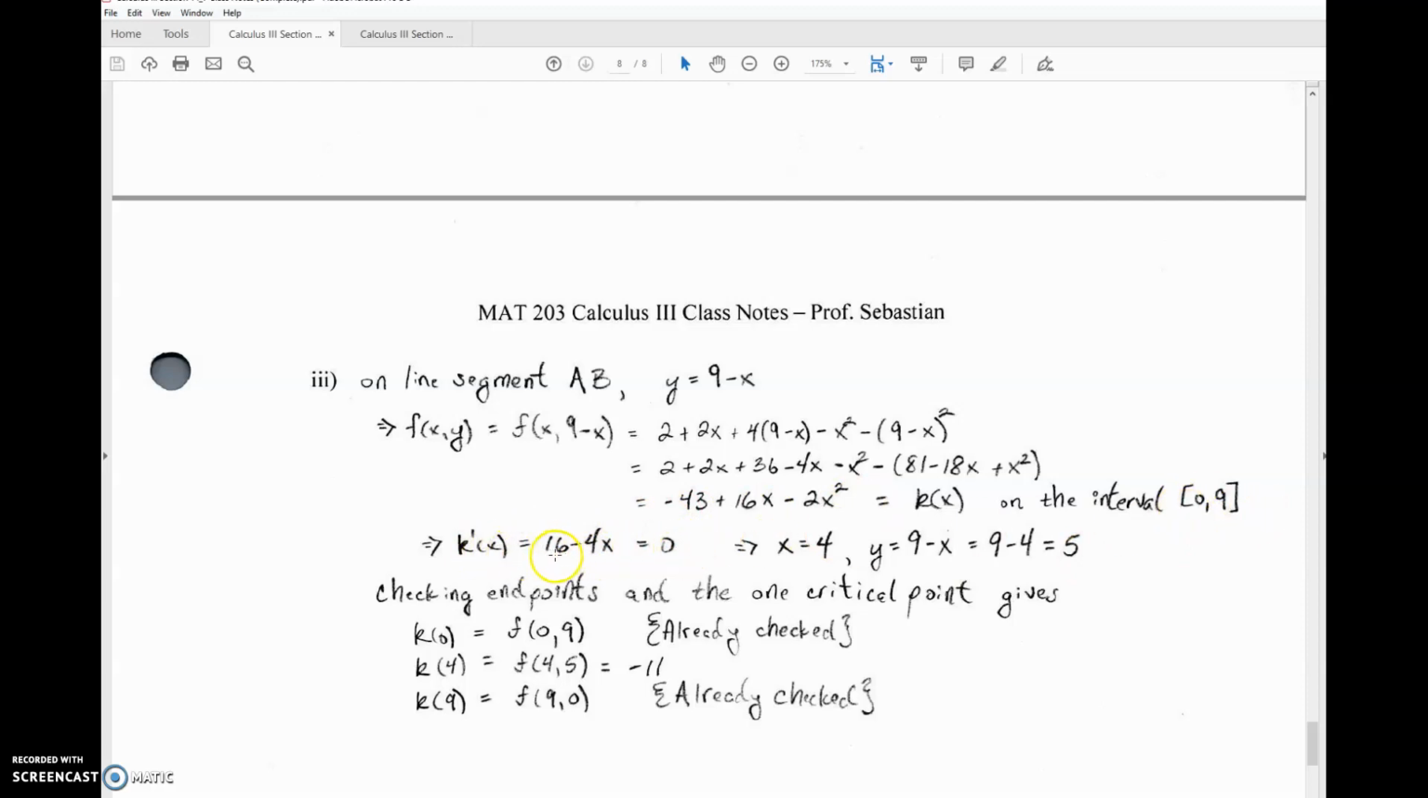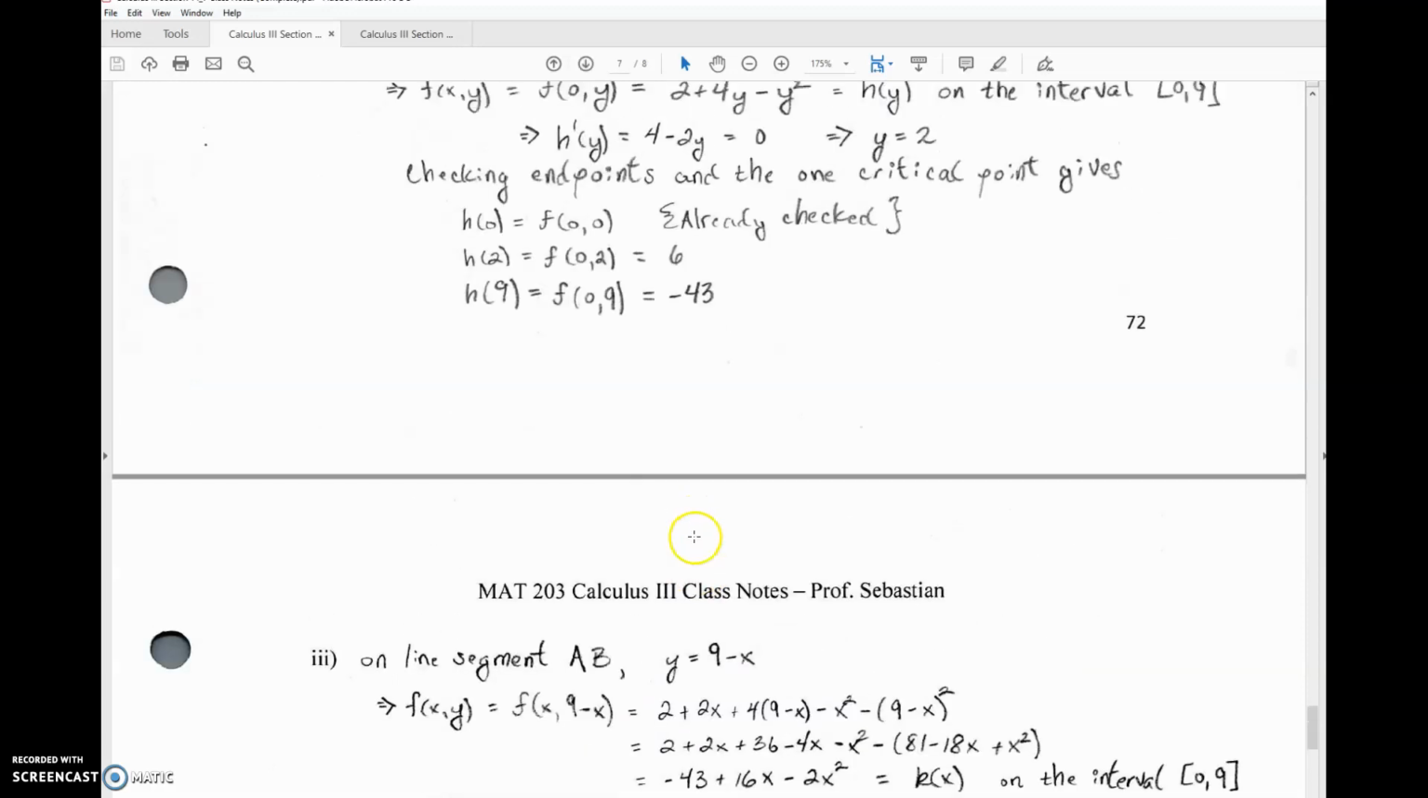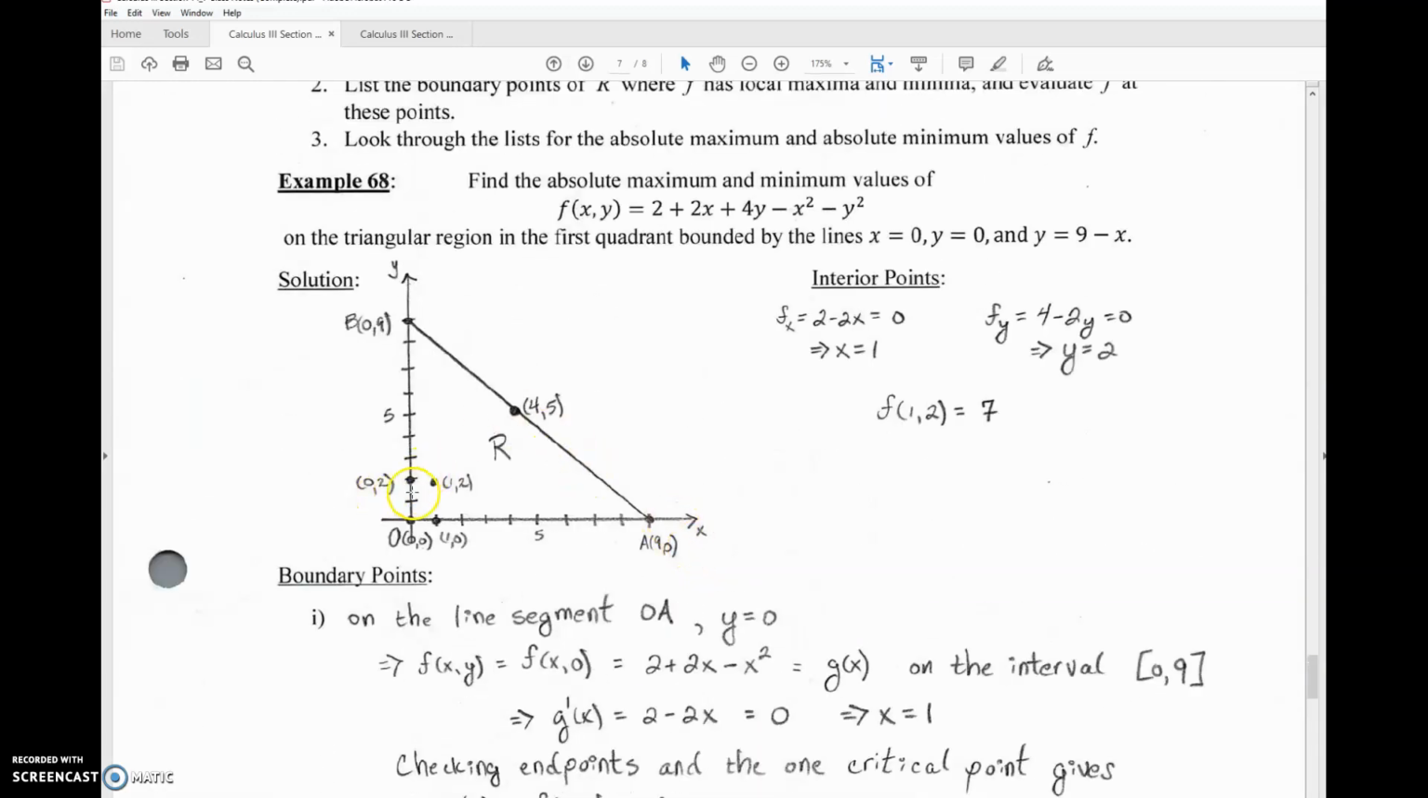Set it equal to 0, so I end up with x equals 4. So when x is 4, y is 5, so that's the critical point 4, 5. So now I'm going to check the endpoints and the one critical point. So k of 0 is f of 0, 9. I've already checked that, which is the boundary there, and k of 9 is the other boundary, which I've already checked. So I just need to check k of 4, which is f of 4, 5, and I get minus 11. So if you go back to our domain, I've plotted all these different points that I needed to check. You can see that I've checked them all.